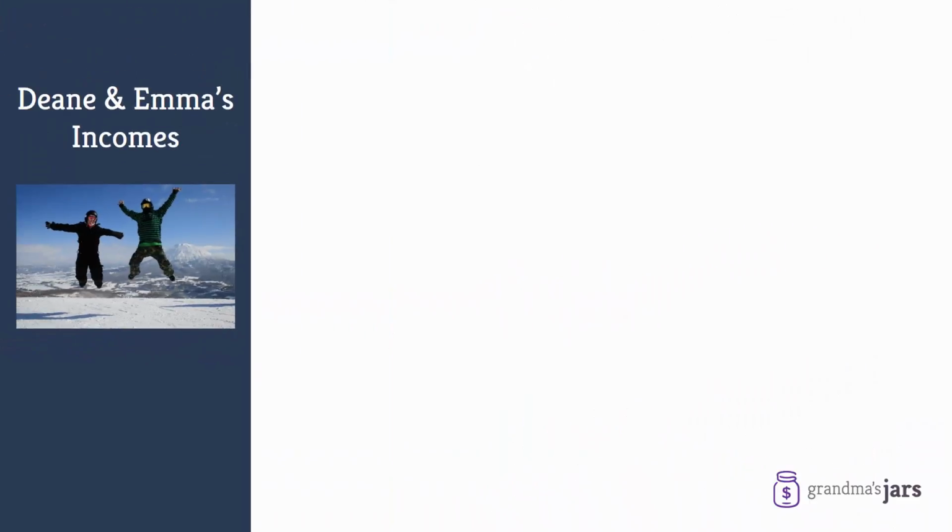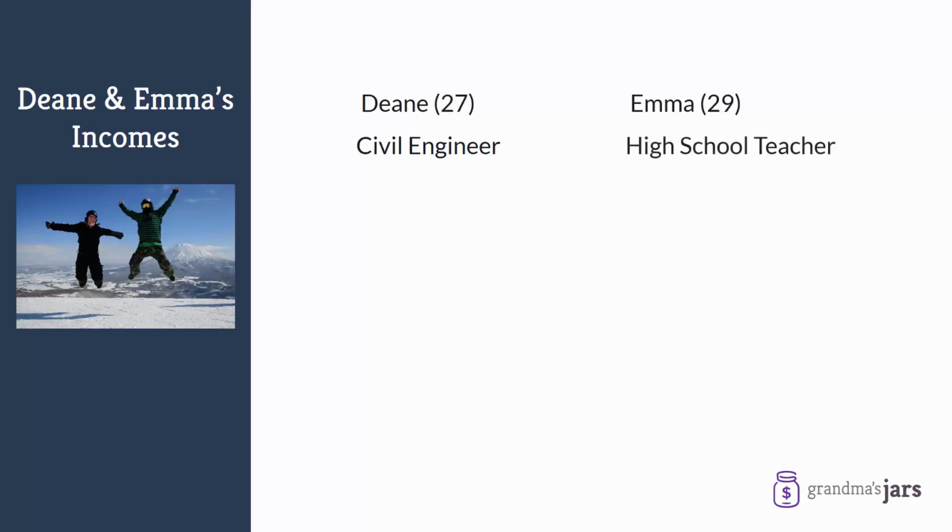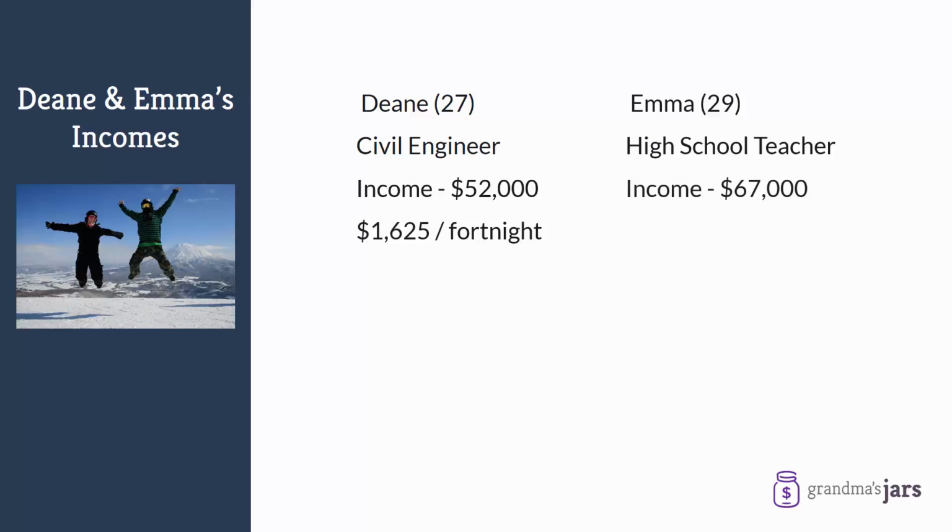Now what I want to do is walk you through what this looks like for our case study, Dean and Emma. Just a reminder that Dean is a civil engineer working for local government and Emma is a teacher at the local secondary college. Dean currently earns $52,000 per annum, which equates to $1,625 per fortnight, and Emma currently earns $67,000 per annum, or $2,033 per fortnight.